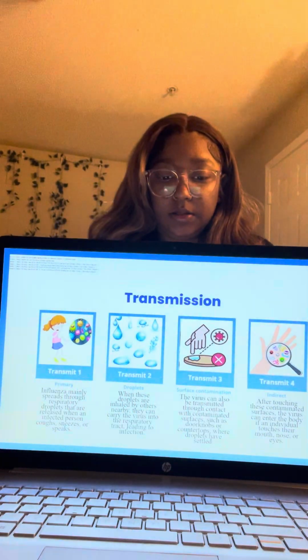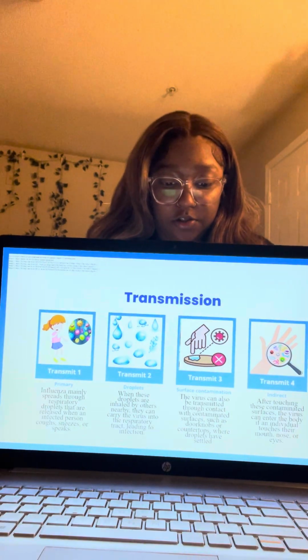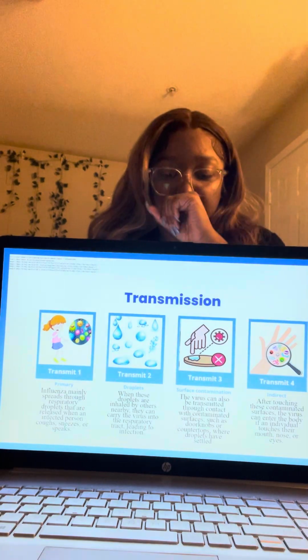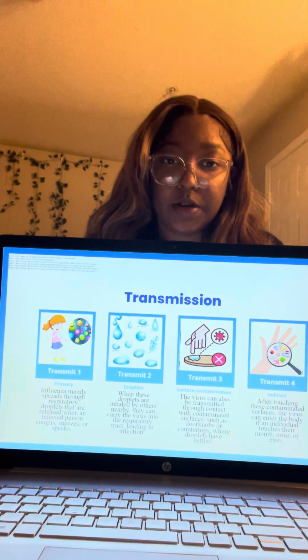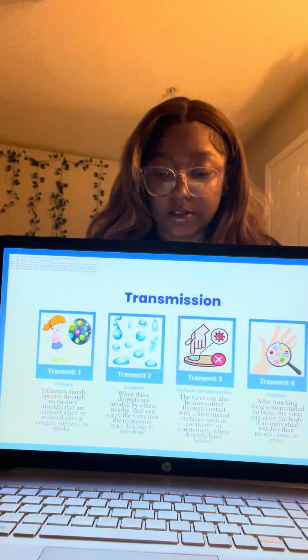The transmission of influenza. The primary transmission is that it spreads through respiratory droplets that are released when an infected person sneezes, coughs, or speaks. Transmission through droplets: when these droplets are inhaled by people nearby, they can carry the virus into the respiratory tract, leading to infection.